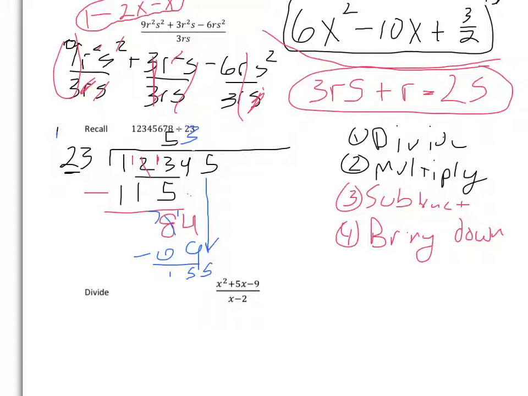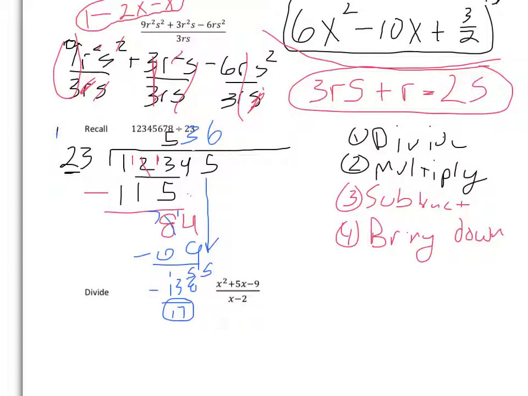Now I think, how many times does 23 go into 155? Maybe 7? I'm not totally sure. I think 7, let's do this really quickly. 7 times 23. Oh, that's not going to work. 6 times 23. So we got 6 here. Then we do our multiplication. 6 times 23, 138. We subtract. And we get 17.